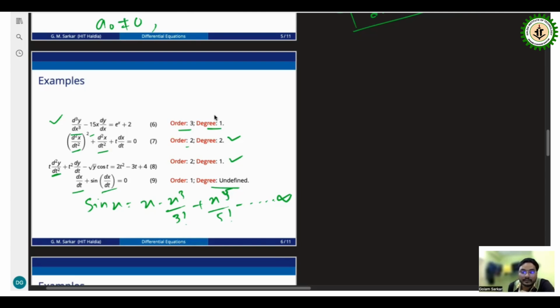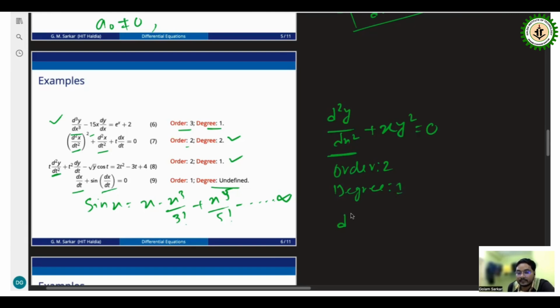Okay. So when we define the degree, we only look at the derivative term of the dependent variable, right? Take this example: d2y dx square plus x y square equals 0. You see there is only one derivative term, and this is the highest derivative term. So order is 2. Degree is 1 for this differential equation.